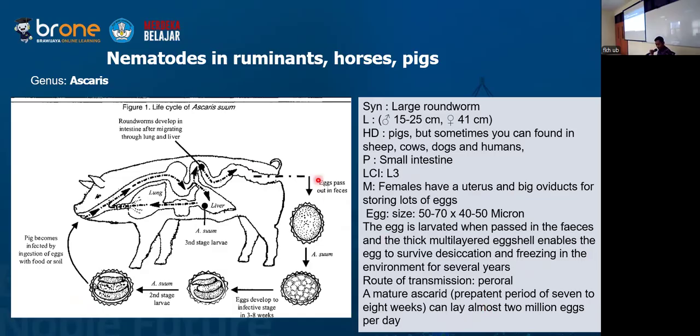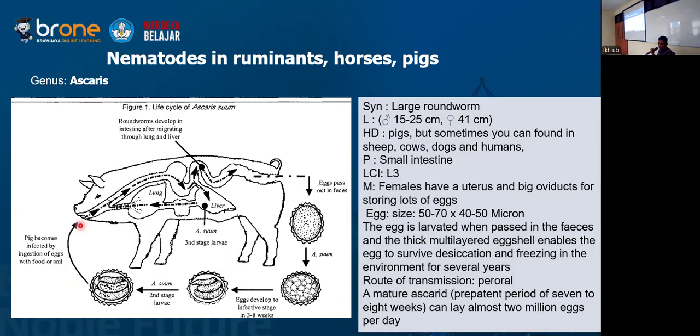And this picture shows you the life cycle in the environment. First, the egg passes out in feces, and after that the egg develops to be larvae, second stage larvae, and finally third stage larvae, and then it is ingested by the definitive host. After that, you should know the life cycle within the definitive host's body.